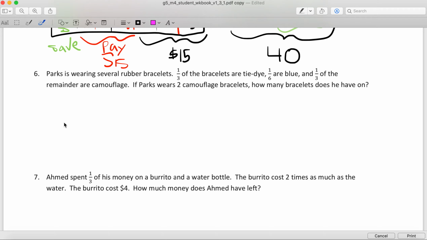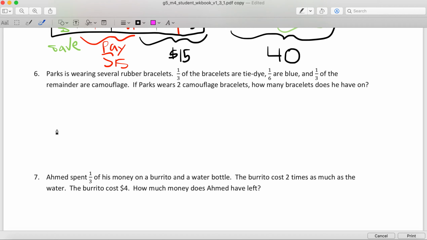Anaya Parks is wearing several rubber bracelets. One third of the bracelets are tie dye. One sixth are blue, and one third of the remainder are camouflage. If Parks wears two camouflage bracelets, how many bracelets does she have on?